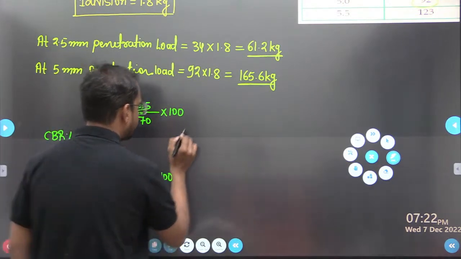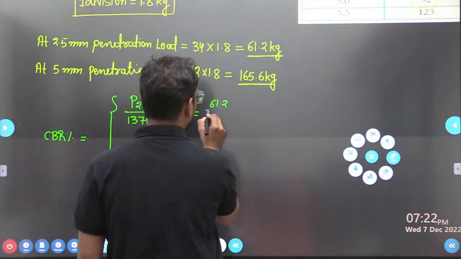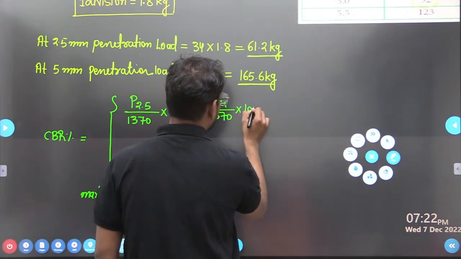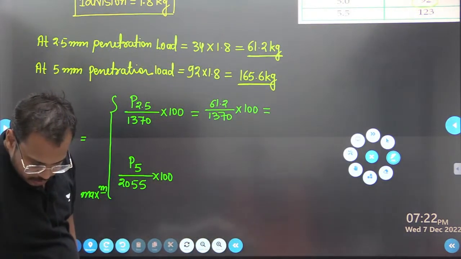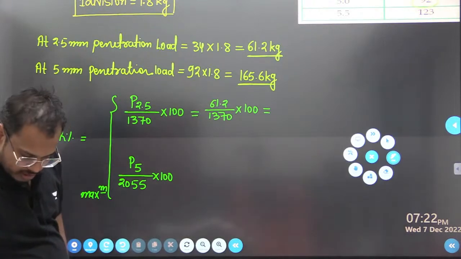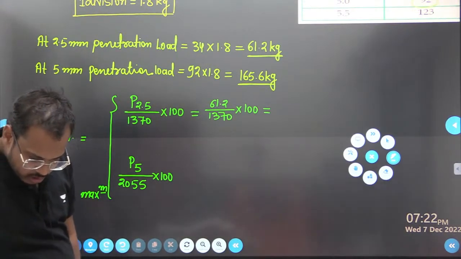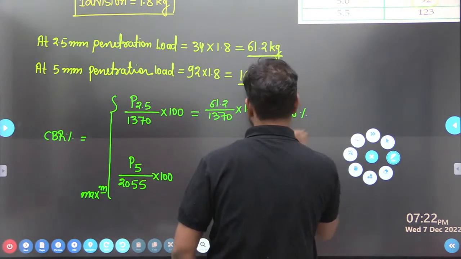My dear friend, if I talk about P 2.5, that means 61.2 kilogram divided by 1370 multiplied by 100, so the value will come out 61.2 divided by 1370 multiplied by 100, which is 4.46%.